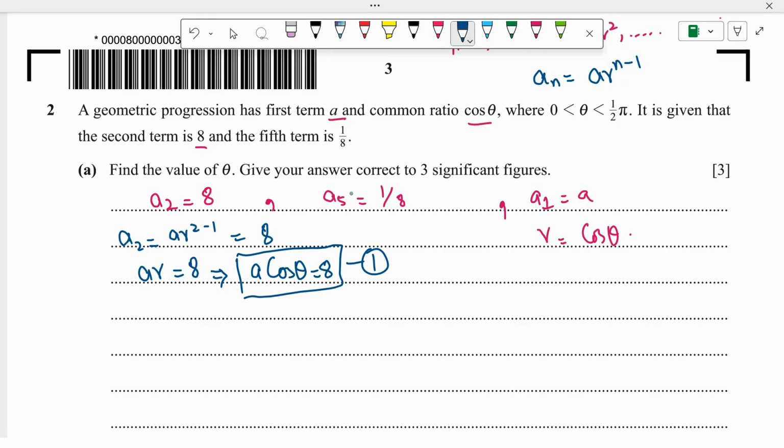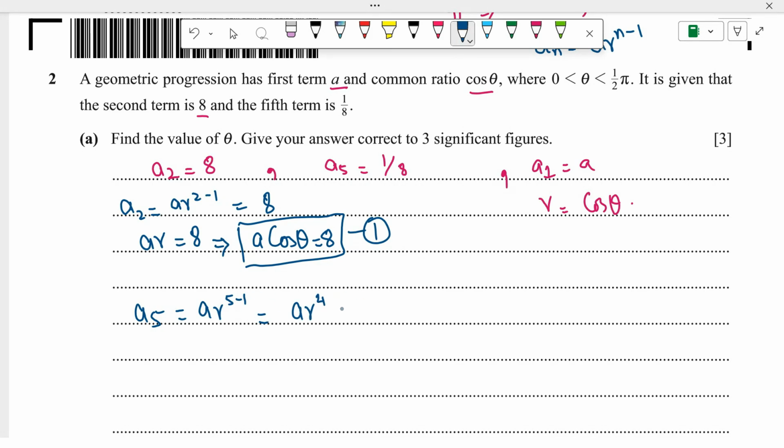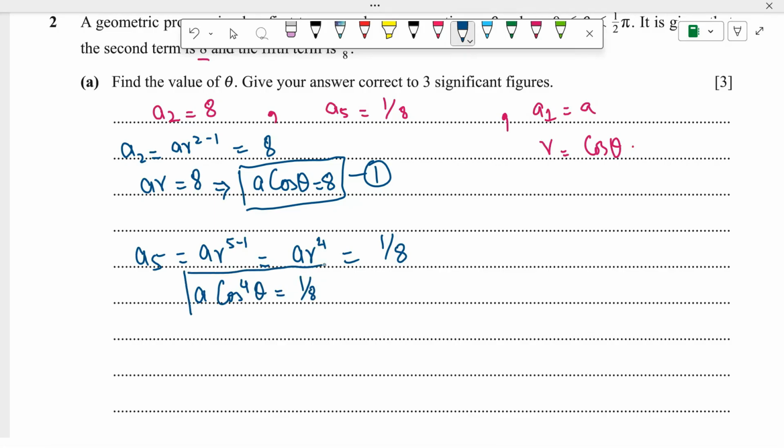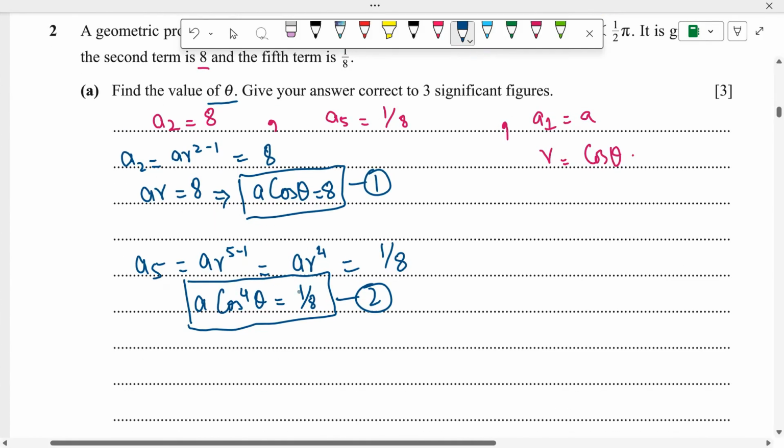Similarly, we have been given the fifth term. So a5 is equal to ar to the power of 5 minus 1, which is ar to the power of 4, and it is given as 1 over 8. The common ratio is cos theta, so we can write a cos to the power of 4 theta equals 1 over 8. This is equation 2. We need to find the value of theta, so we can solve the two equations simultaneously.